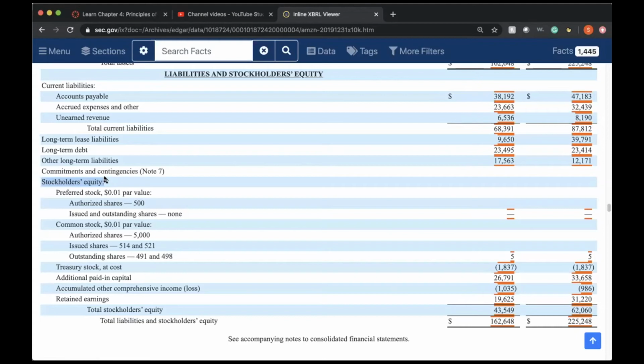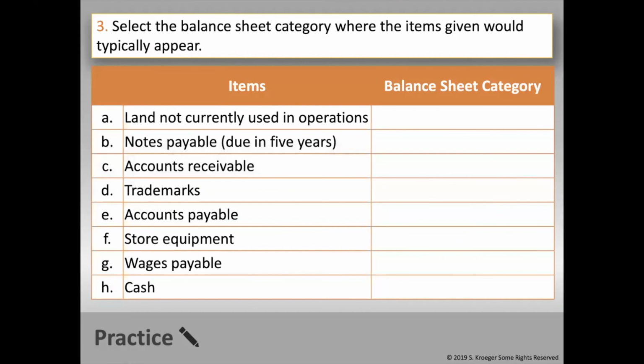Let's practice putting accounts into these subcategories. This is our last classwork problem, number 3. Select the balance sheet category where the items given would typically appear. We're going to put these accounts into one of those subcategories. A, land not currently used in operations. Which category do you think that would be? Now, normally land is a plant asset, but because it's not used in operations, it would be a long-term investment. If it was just land and then it didn't say anything afterwards, it would be plant assets.